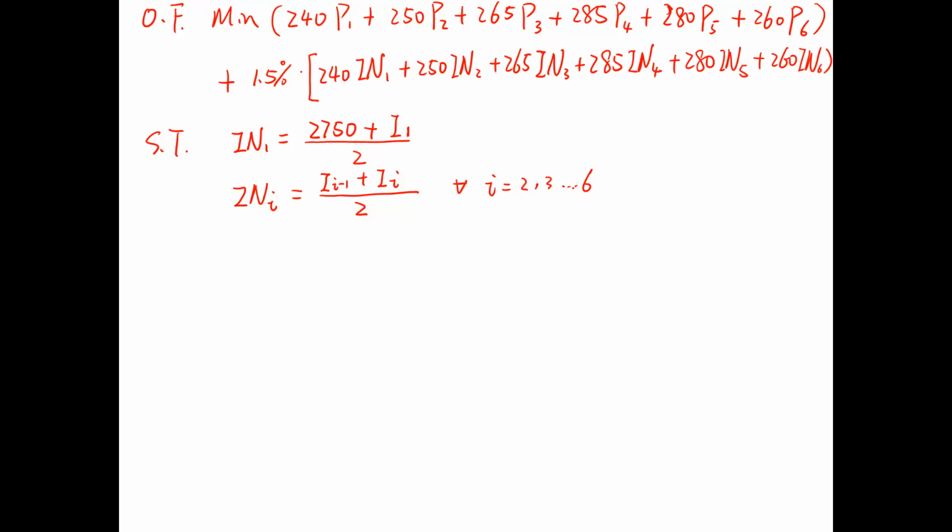Or the other way to write this would be IN_i equals I_{i-1} plus I_i over 2, for all i that goes from 1 all the way to 6, and I0 equals 2750. So either way works to define the average inventory right here.